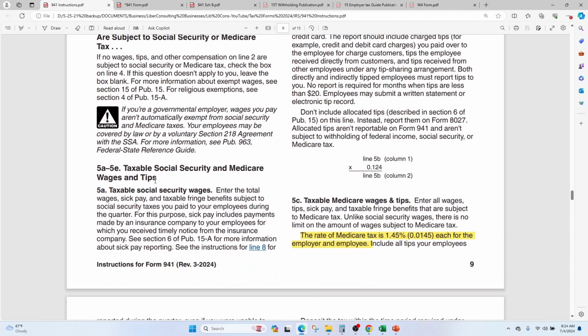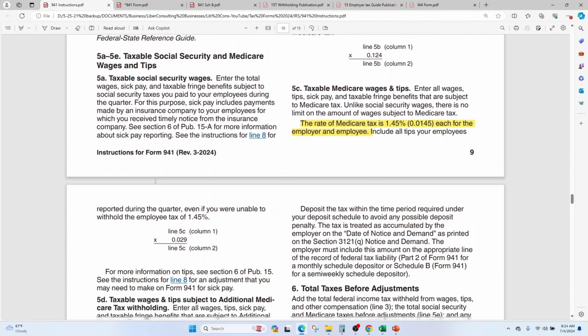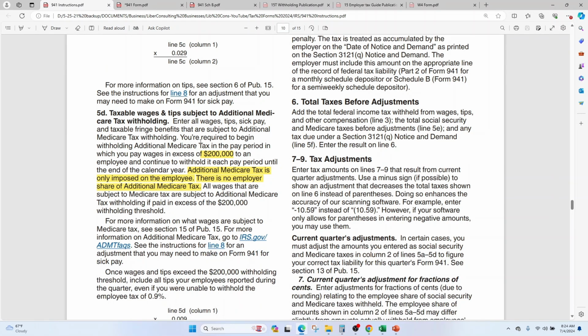So the rate for Medicare is 1.45% for the employee and 1.45% for the employer as well. When one of your employees is making more than $200,000, you pay 1.45% on the full wage of the employee. You withhold 1.45% on the whole amount that the person is making, and your business pays 1.45% on the whole amount as well.